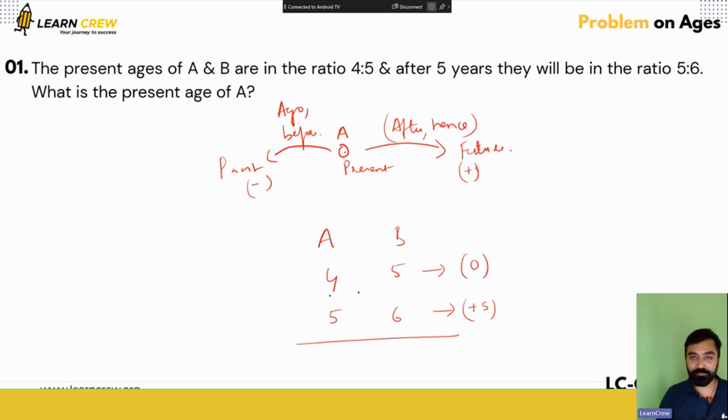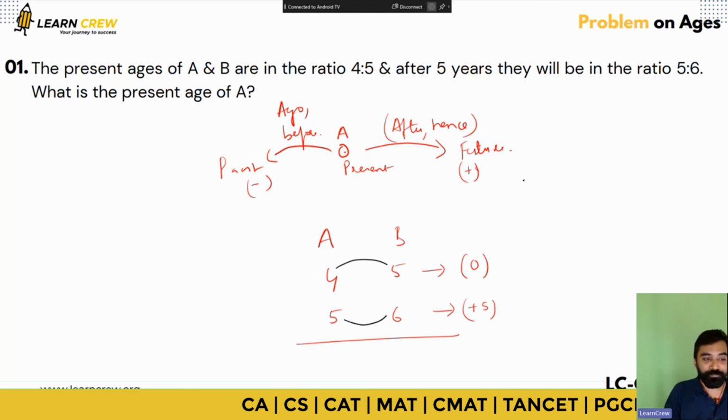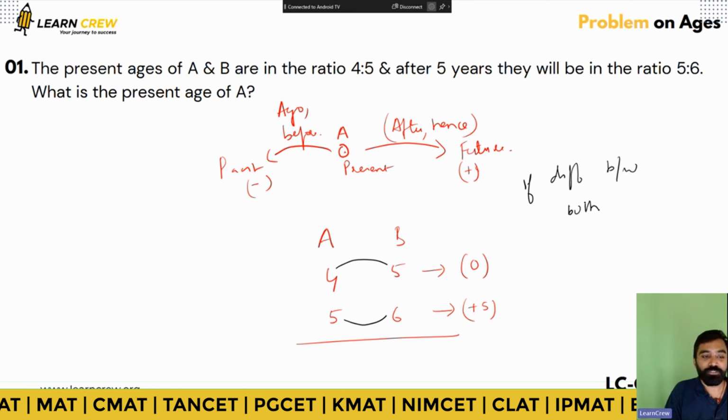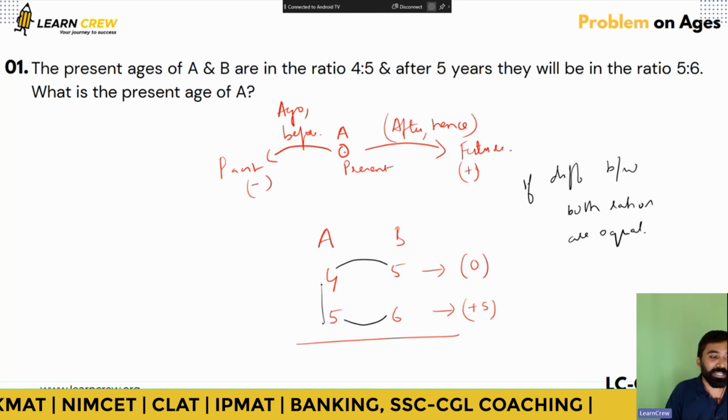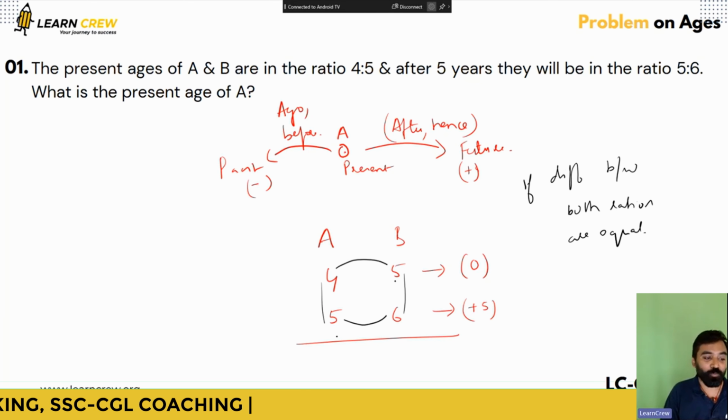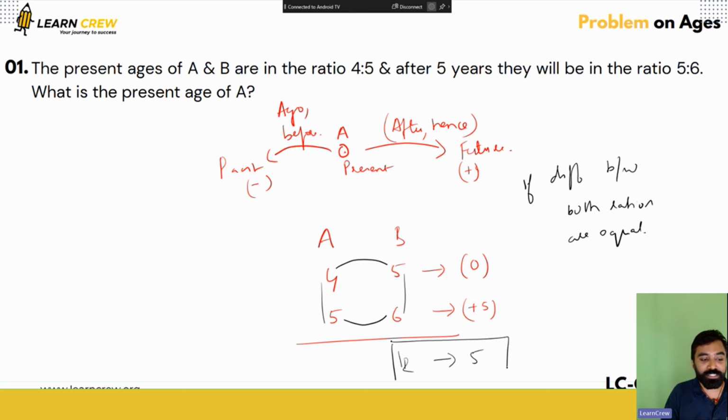Now, your first method. What you should do here is check the difference between these two ratios. What's the difference? 1. What's the difference between these two? 1. If the difference between both ratios is equal, then subtract them directly. This becomes 1 ratio, which is nothing but 0 plus 5, that is 5. So 1 ratio is equivalent to 5 years.